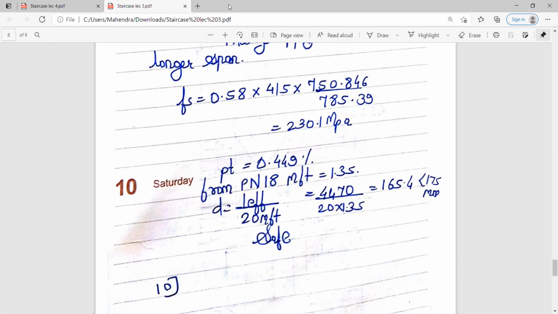So D, how much do we get from this? 165.4, that is less than the previous D that you had calculated in step number 1. In step number 1, how much effective depth did you get? 175. So it is less than that, so our design is safe for the deflection. Here we have completed this sum for your dogleg staircase. Now proceeding to the detailing.